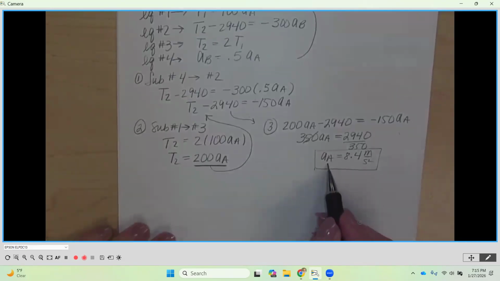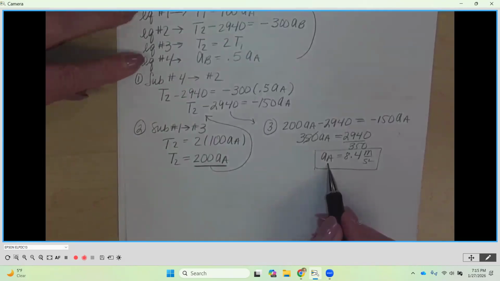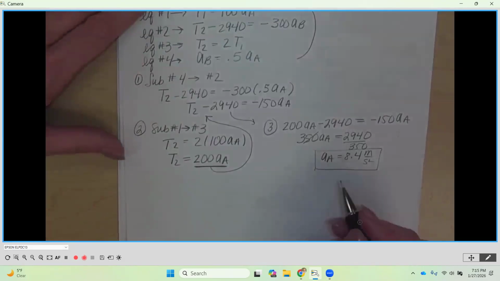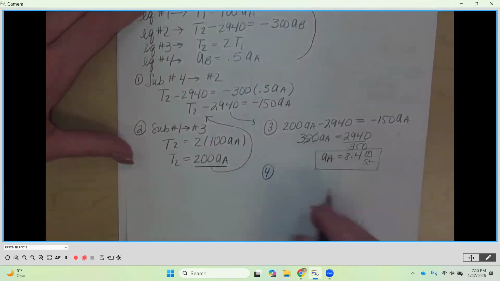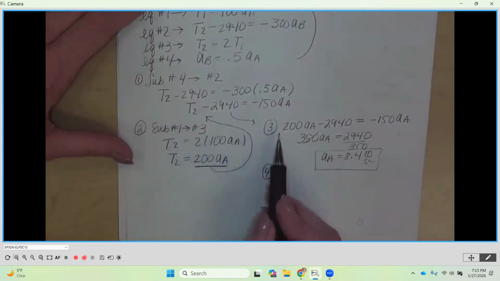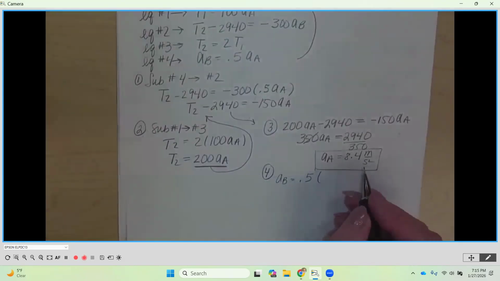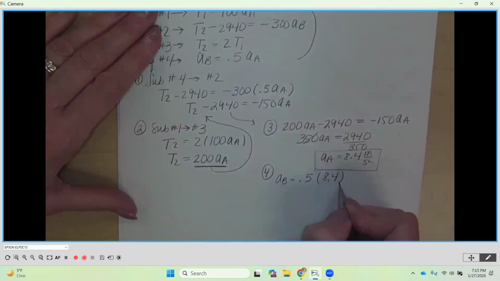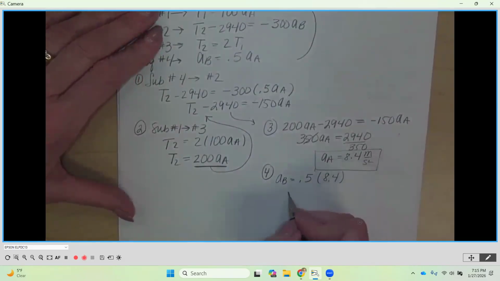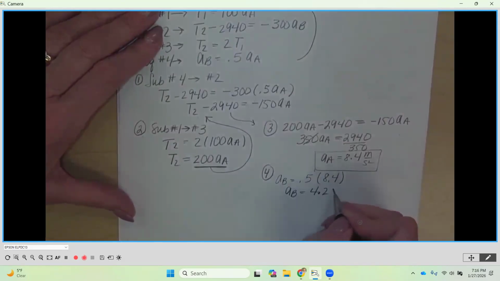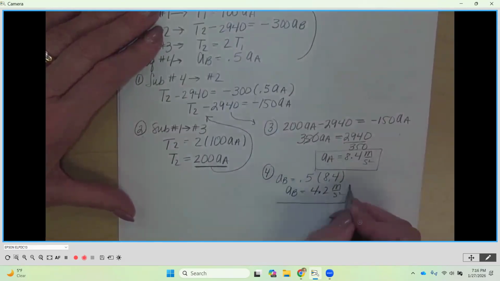Now that I have the acceleration of A, I can substitute that into equation number 4 to solve for AB. So I've gone 1, 2, 3, and this is going to be 4. The acceleration of B is going to be equal to 0.5, and now instead of acceleration A, I'm going to put 8.4. So the acceleration of B is going to be 4.2 meters per second squared.